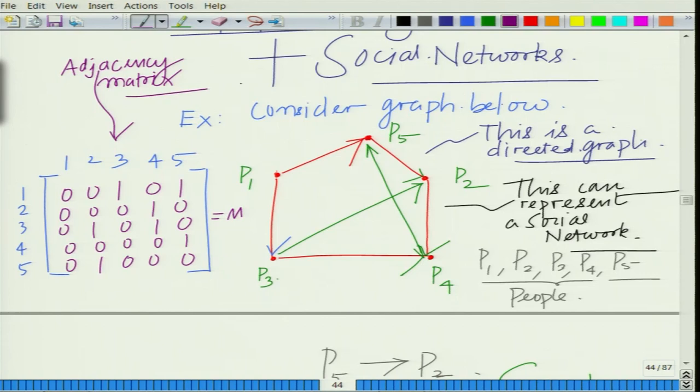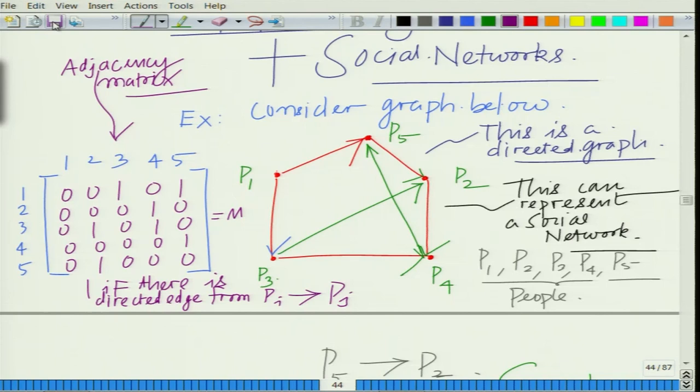This is essentially what we are calling the adjacency matrix for this graph, which is 1 if there is a directed edge from pi to pj, all right. So, this is basically the adjacency matrix for this graph.